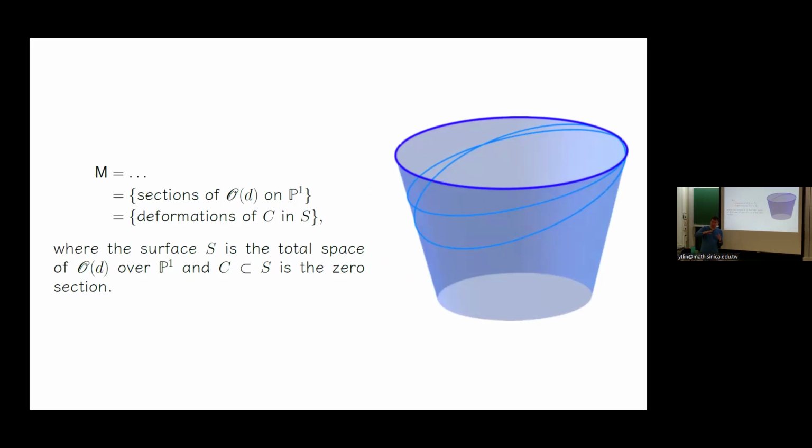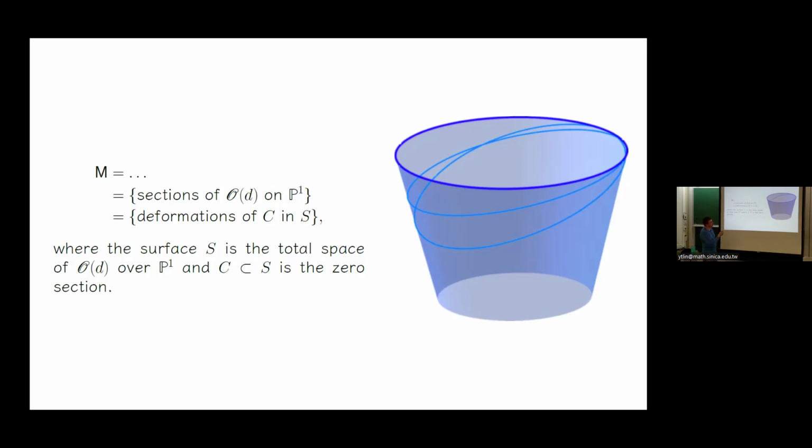If I put P1 inside the total, a line bundle is a collection of lines for every point on P1. So the total space of a line bundle defines for me a surface. And if I put my curve as a zero section in the surface, then the space of deformation is just the space of sections of this line bundle. So this is the moduli space M. That's the space of deformation of that zero section inside the surface.